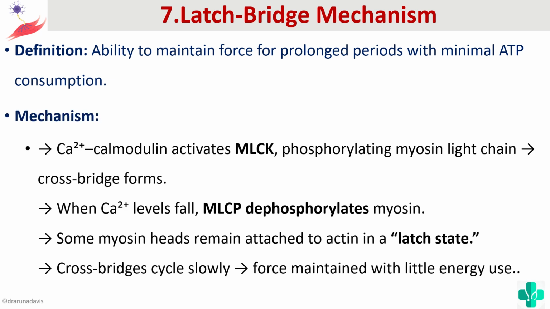The mechanism is, as I said before, initially calcium calmodulin activates the enzyme myosin light chain kinase and cross bridge formation occurs. When calcium level falls, it dephosphorylates myosin, but some myosin heads remain attached to the actin in a latch state, and thereby the force is maintained with little energy use. The significance is especially in blood vessels, sphincters, anywhere where prolonged contraction is required, this latch bridge mechanism would come into play. So this is a unique feature of smooth muscles.